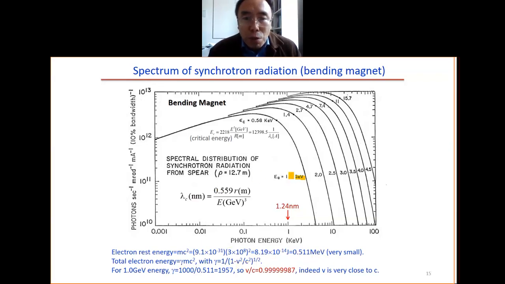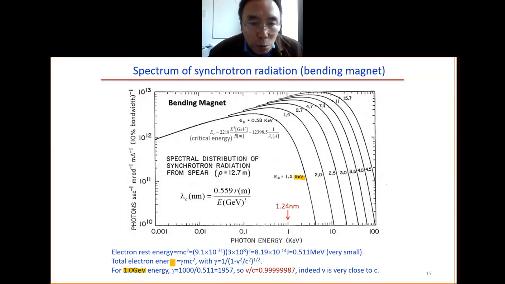For example, when we have 1 giga electron volt, which is not too high, gamma is given by 1000 divided by 0.511, since giga means 1000 of the mega. We get this number. Then from the gamma number, you can find out the v over c equal to this number. As you can see, the speed of the electron is very close to the speed of light, as we have mentioned before.